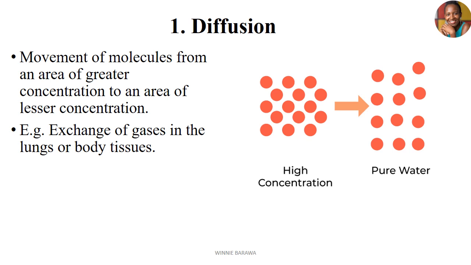Diffusion can happen in the respiratory system, where there's exchange of gases in the lungs and other body tissues. During respiration, this mostly takes place around the alveoli, where gaseous exchange takes place. A high concentration of oxygen from the atmosphere is able to diffuse into the blood system, while a high concentration of carbon dioxide in the blood is able to diffuse out into the lung spaces and is taken away during expiration, or breathing out.